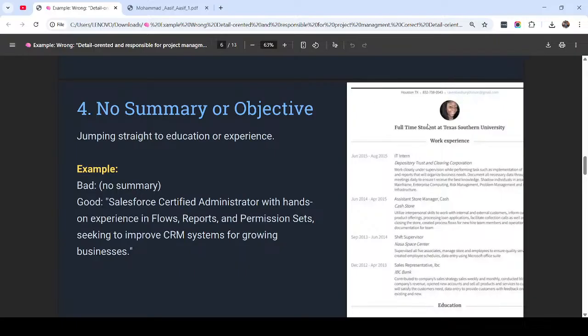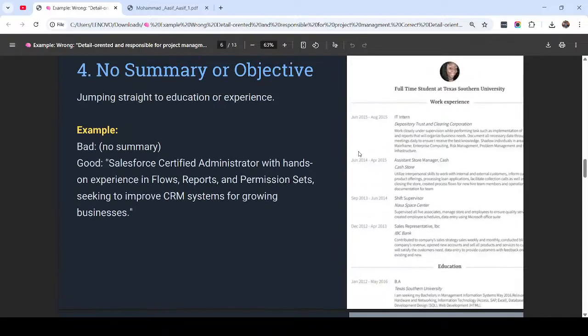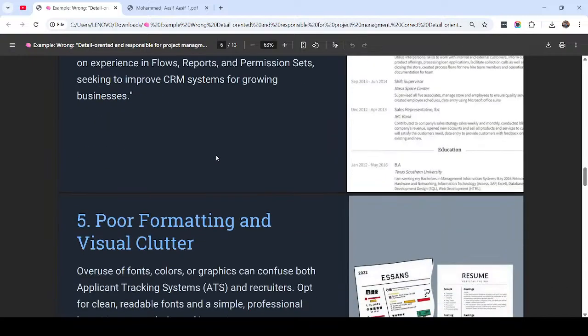You can see here also, I have uploaded some samples. Work experience is there directly, and then education. So I would say have a small summary of 3 to 4 lines, and then you can move on to the work experience and education.